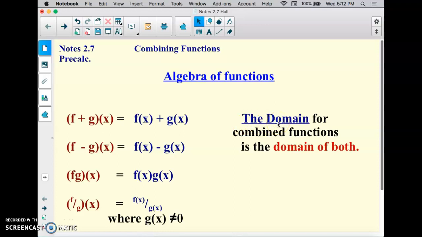The domain for combined functions is the domain of both. So what that means is if something does not work in one of the functions, it is still not part of the domain. Like if one fraction has an x on the bottom and the other one is x minus 5, well, you still have to cut out 0 and you have to cut out 5 because you can't divide by 0 in one of the original functions, no matter what you're doing with the two functions.